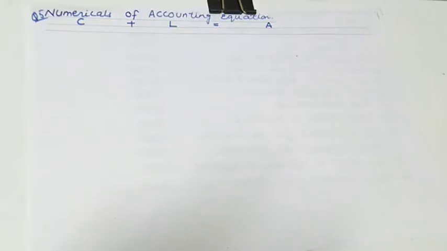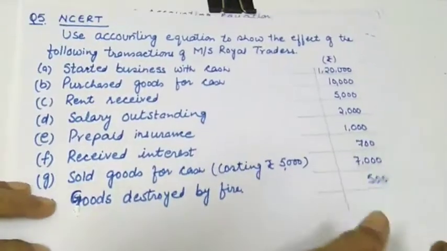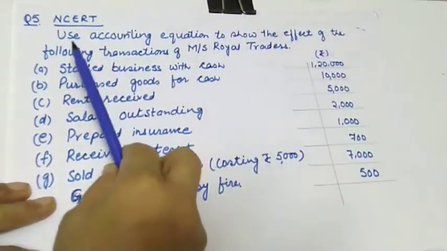Before summer vacation we were doing numericals of accounting equations. So let us practice a few more numericals from the NCERT book. So I have drawn this format. This is question number 5 of NCERT's book. I have written this question for you.